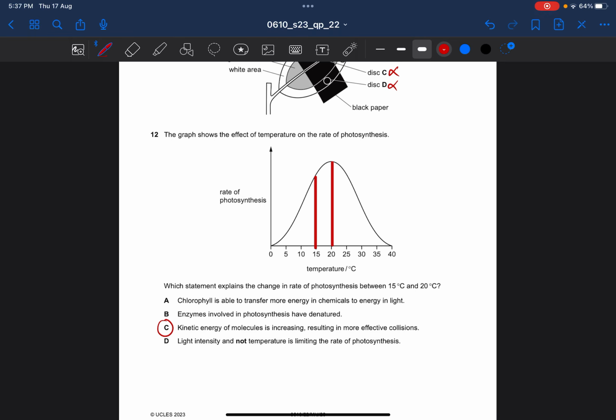So the reason A cannot be right is that chlorophyll is able to transfer more energy. It's not chlorophyll that's able to transfer more energy, you know. It's more that glucose is able to transfer more energy. And B, enzymes involved in photosynthesis have denatured. Note, it's not even 40 degrees. So that's why A and B are out. And D, light intensity and not temperature is limiting the rate of photosynthesis. No, that doesn't even make sense here. They're just talking about temperature. Temperature is the one changing the rate of photosynthesis. So D is out also.